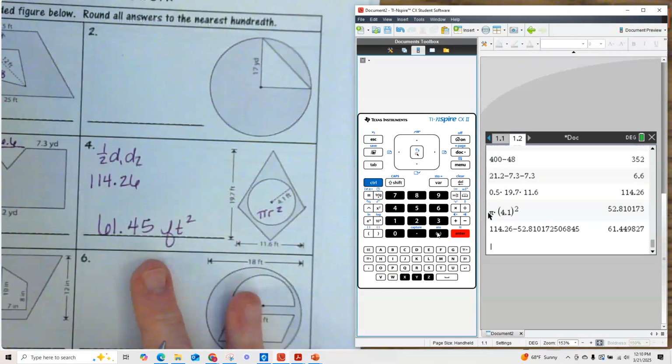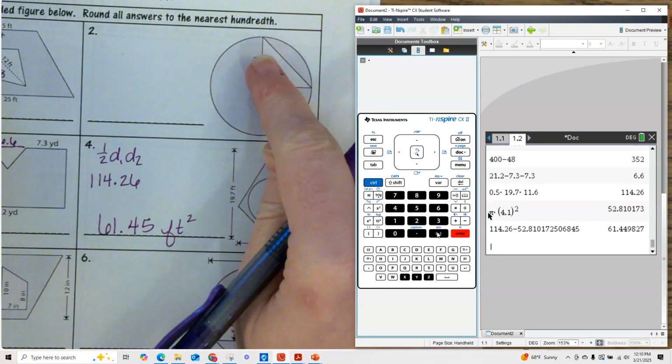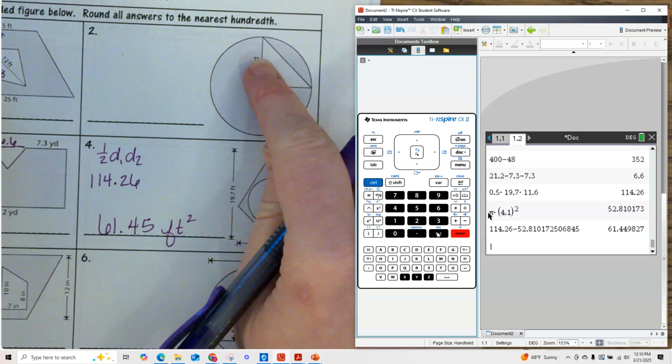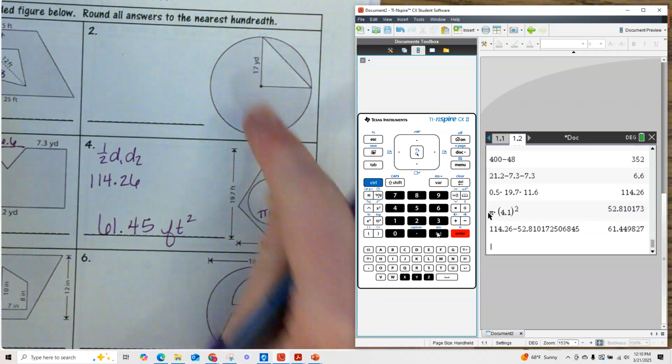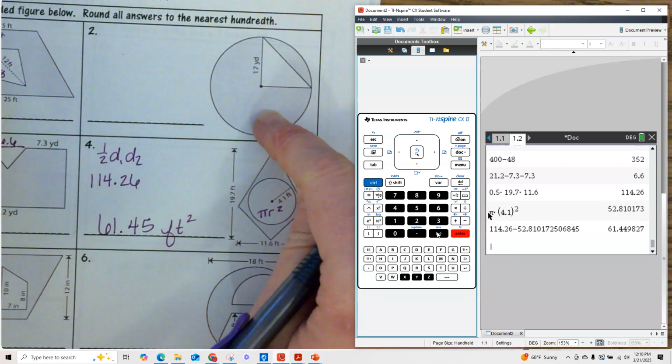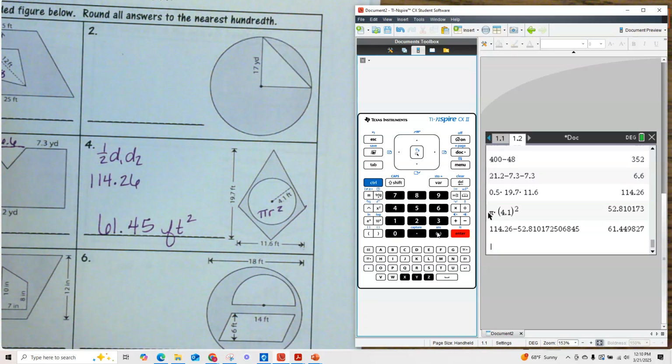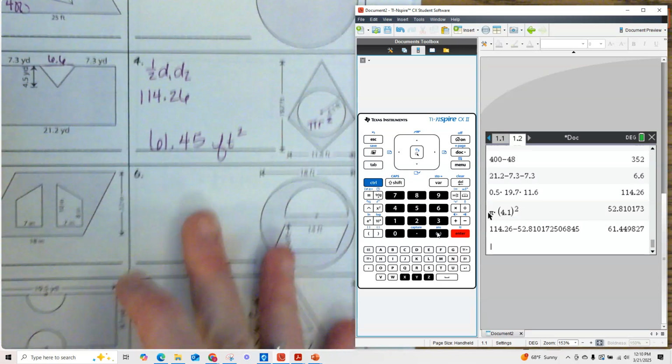So on number 2, what I would do is the triangle first. Find the area of the triangle, and then do the circle in your calculator. And then once you have that answer, you can just hit minus the area of that triangle.